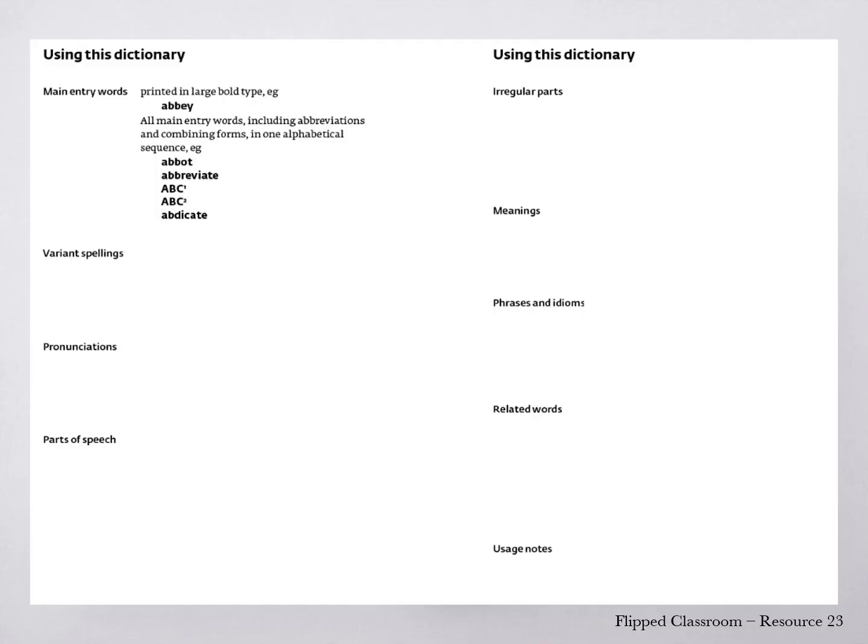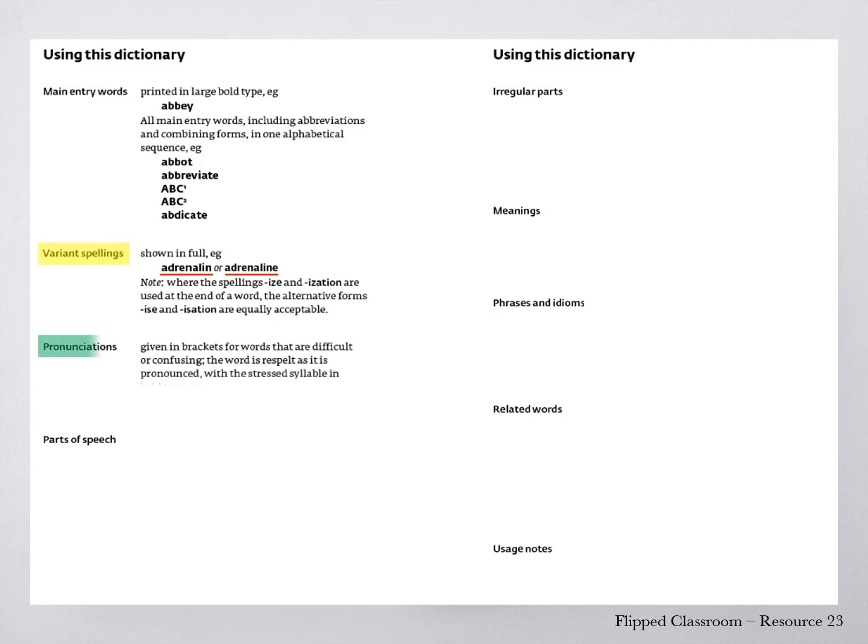Your dictionary will provide much more than mere definitions. For example, it will, of course, give you words that are listed in alphabetical order, but not just that. If words are spelt differently, you will be able to have the different spellings. In terms of pronunciations, it will give you a hint on how to pronounce the word you are looking up.